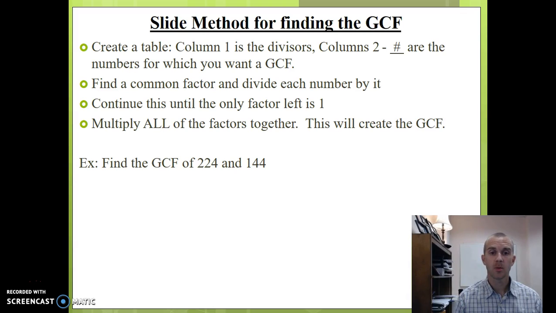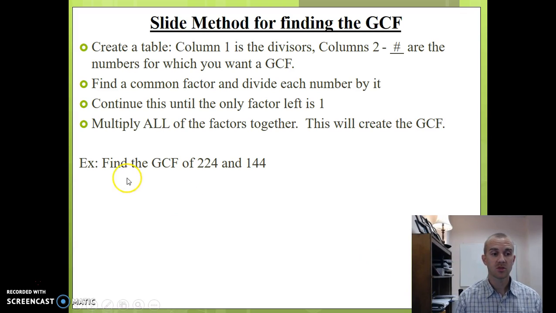Now one way we can go about finding the GCF is to use what's called the slide method. In this, we're going to have one column that is going to be all of our divisors, and then all of our columns after that are going to be the numbers we're going to be using to find the GCF. We're going to find common factors and just continue to divide until we have nothing left to divide but 1. And then we'll multiply all of our divisors together to create the GCF.